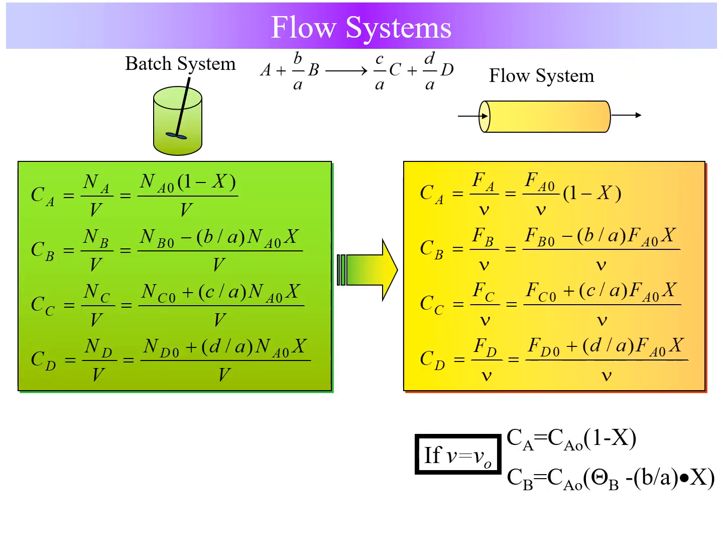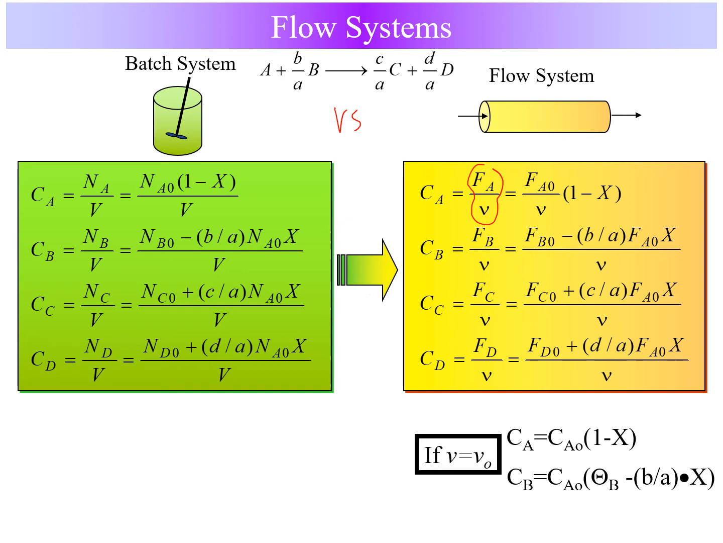Now, batch system versus flow system. Same equation: we have A plus B reactants to form C and D products. The batch one is what you have learned previously, and for the flow system, this is a new term: F and also small letter v.